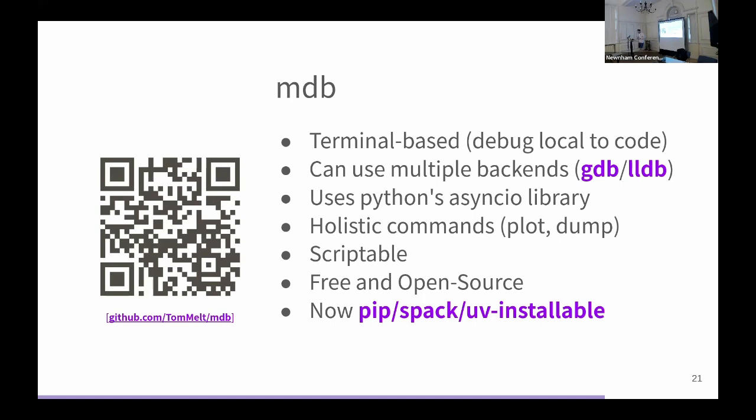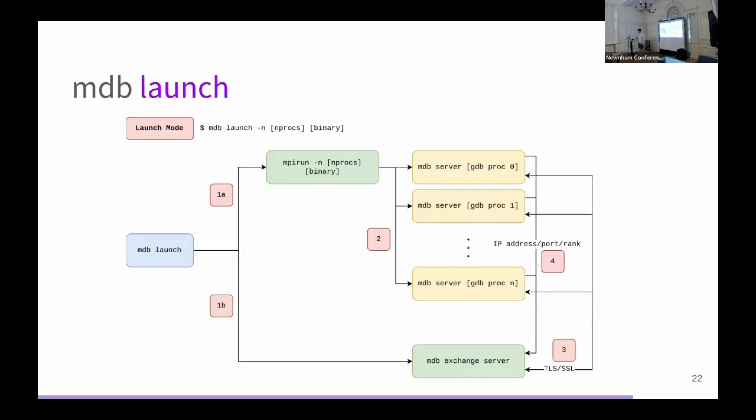It's free and open source, and it's pip installable, spack installable, uv installable. It's probably other things installable, not Conda, I'm too lazy. But yeah, and then there's a QR code, it's on my GitHub, under mdb. But it's already installed in the codespace, so you don't need to do anything, it's already there for you.